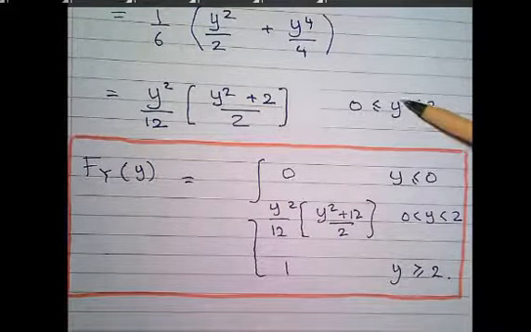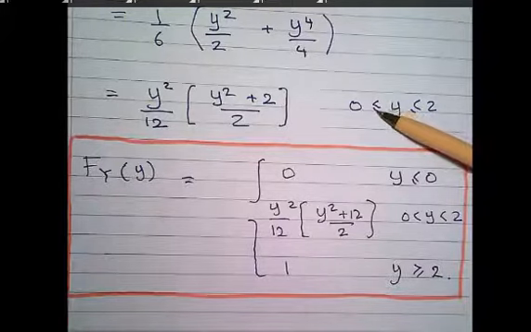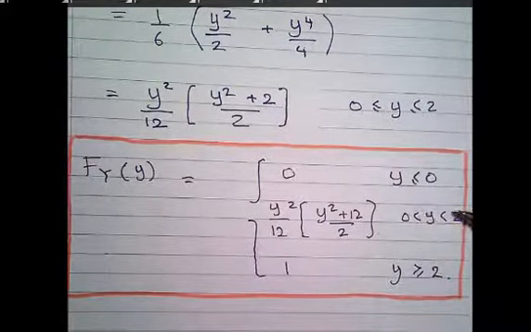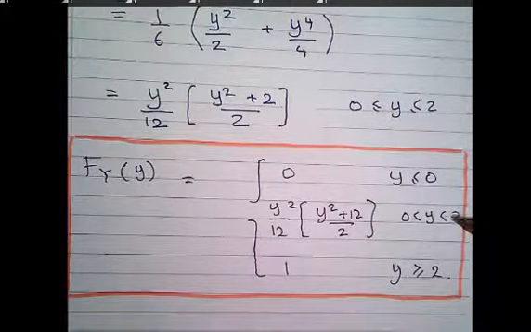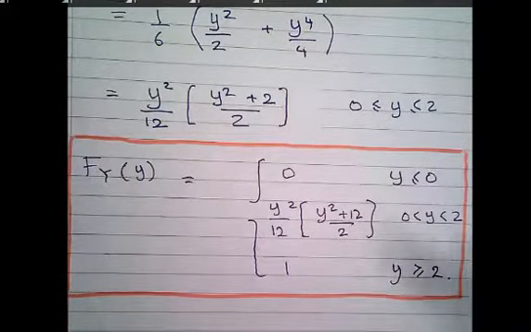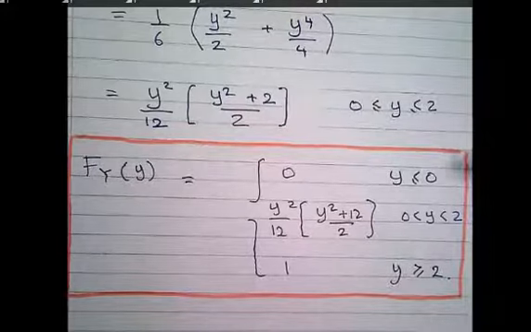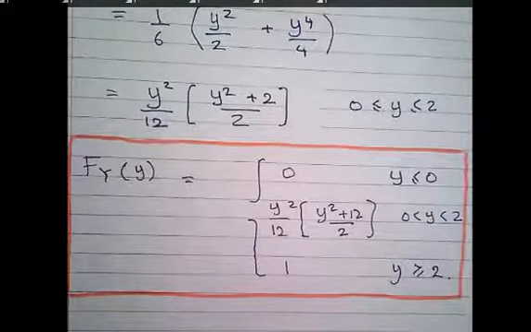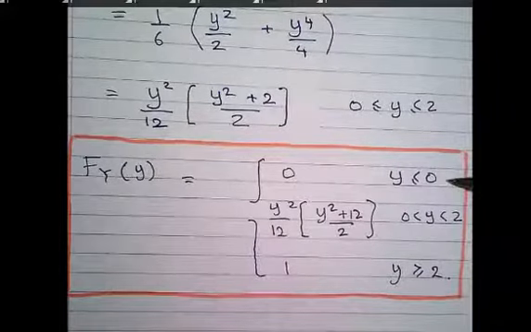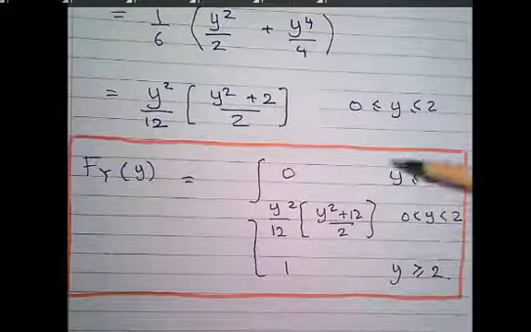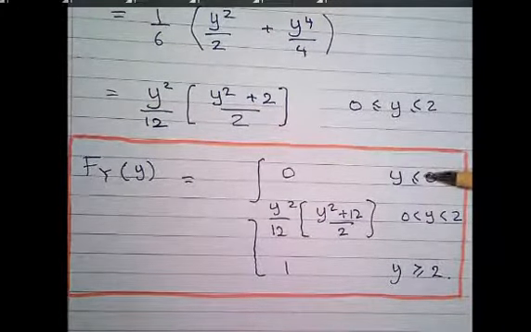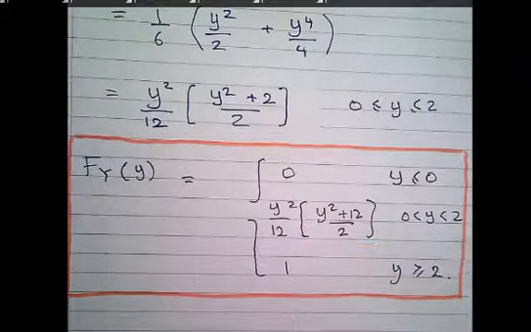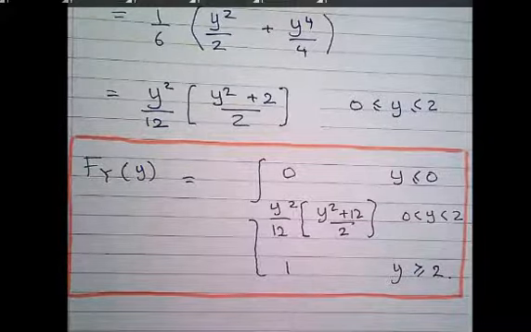So actually, I'm being a little bit haphazard there. I've accidentally used less than or equal to up here, and less than down here, but as long as you're consistent, it doesn't really matter. I'm not being consistent there; really, I should use less than there as well. So 0 where y is less than 0, that's our CDF between 0 and 2, and 1 where y is greater than or equal to 2.